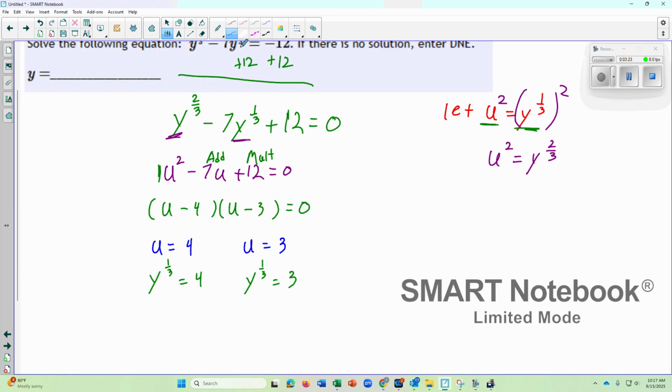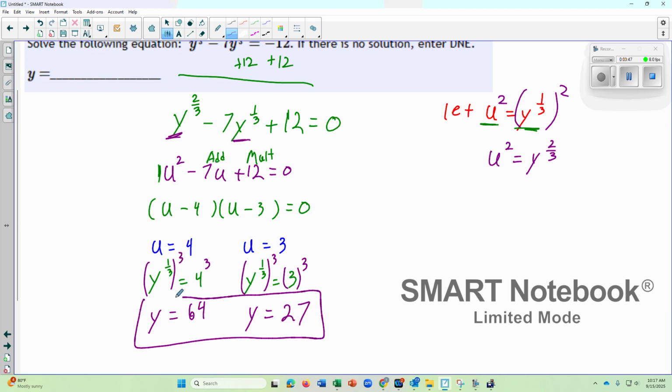And then to solve this shouldn't be too bad. It should be one step. We're going to raise both sides to the power of 3, and that 1/3 times 3 becomes y. Then 4 to the power of 3 is 64. And then right here, we're going to raise both sides to the power of 3. So that will become y equals 3 to the power of 3, which is 27. So there we go. There are two answers right there.